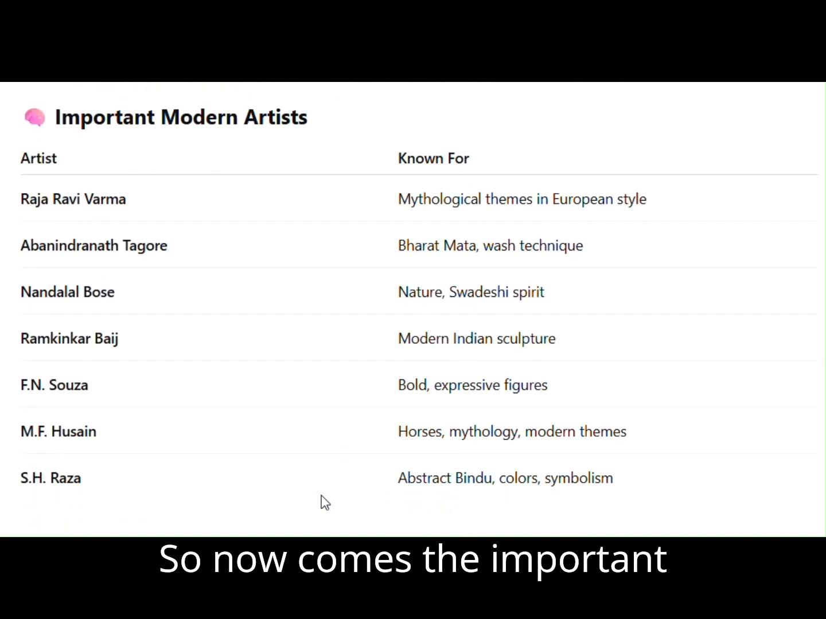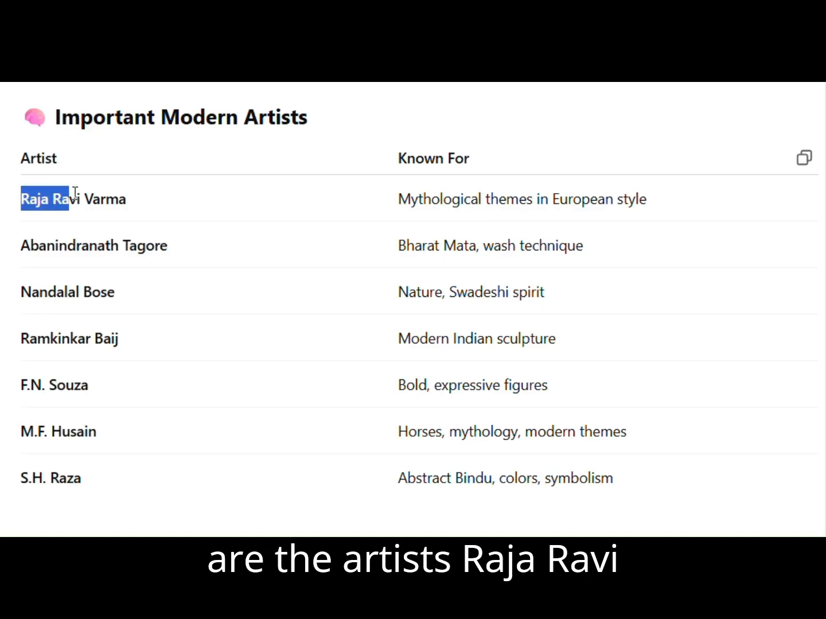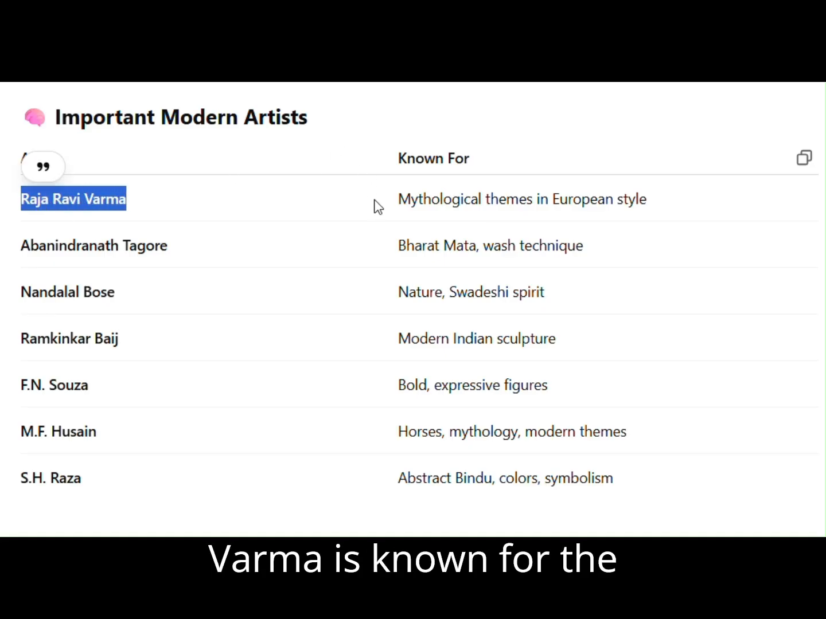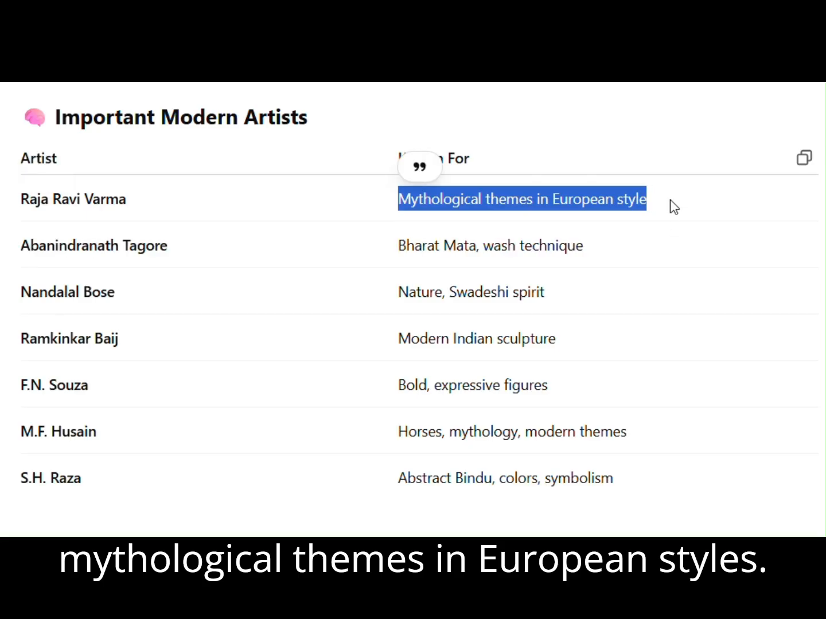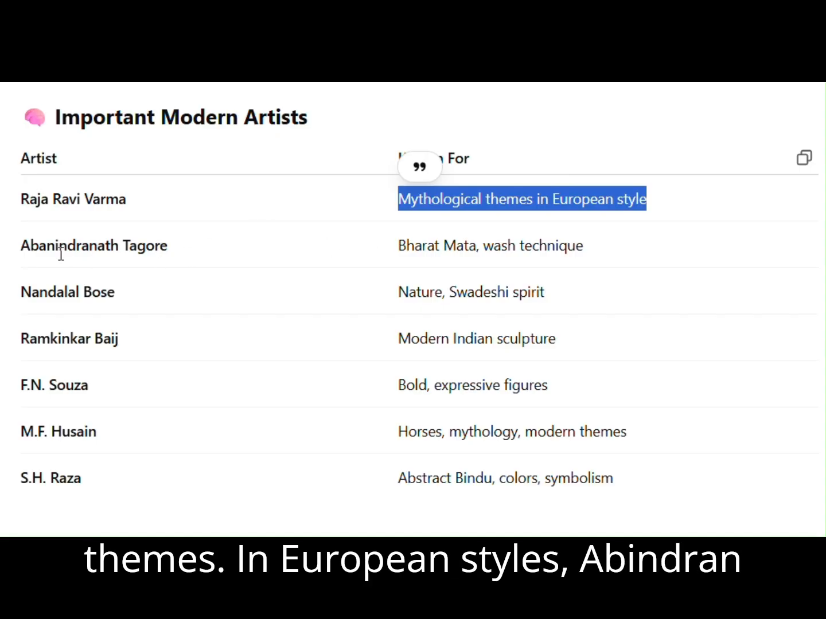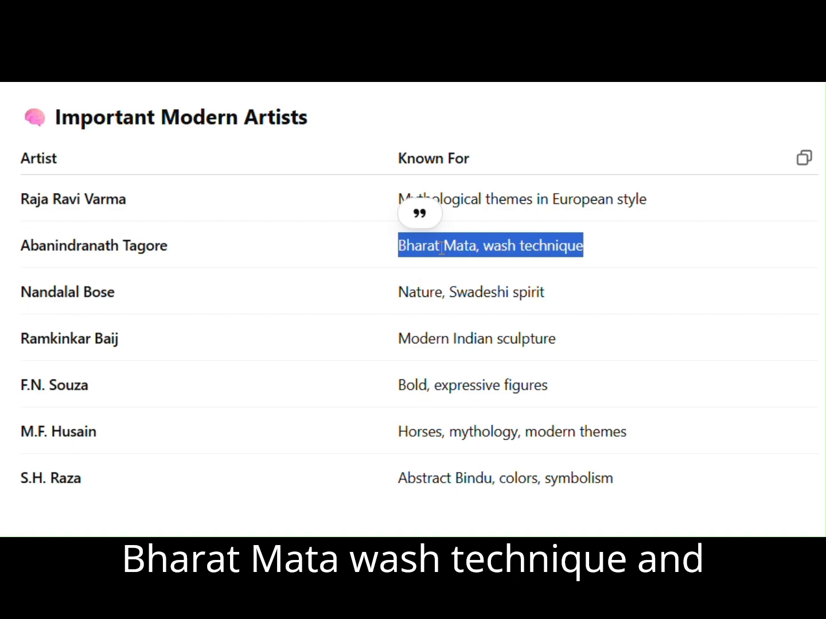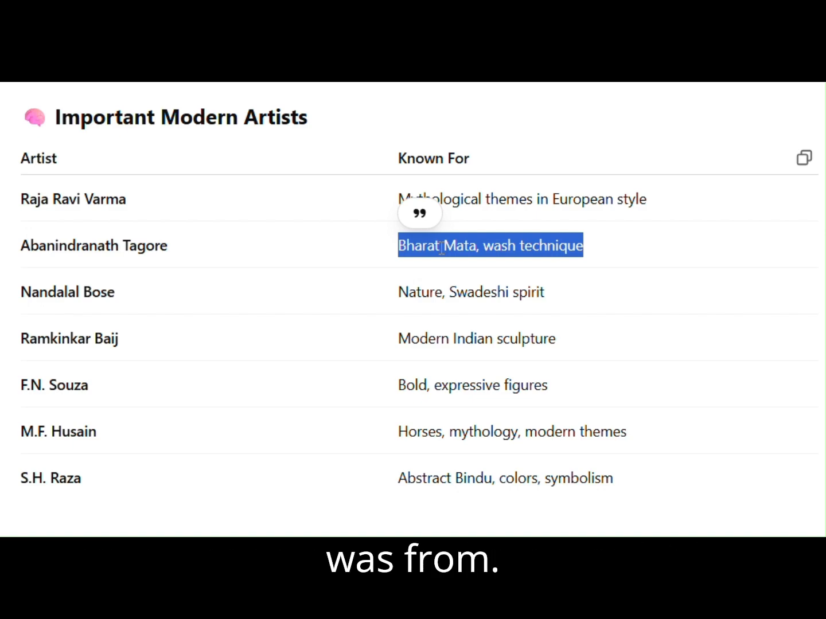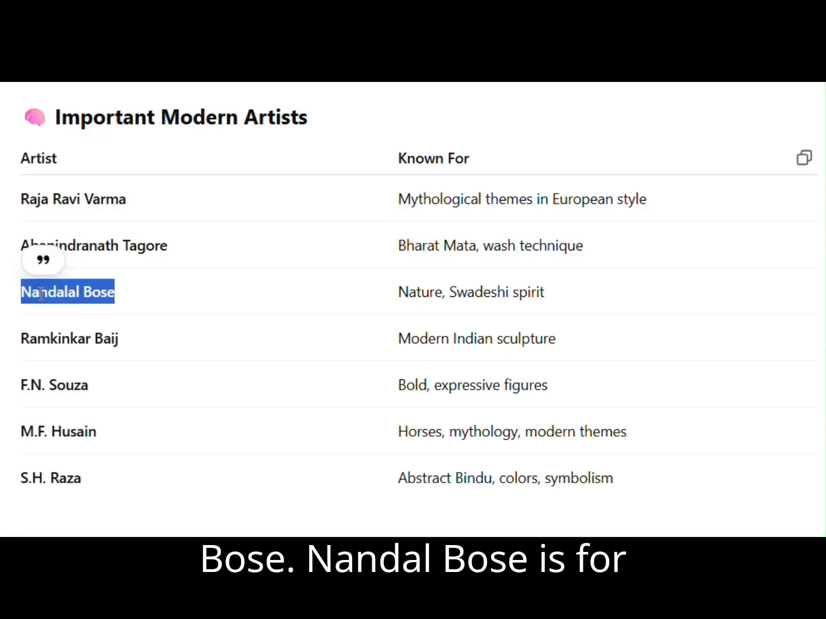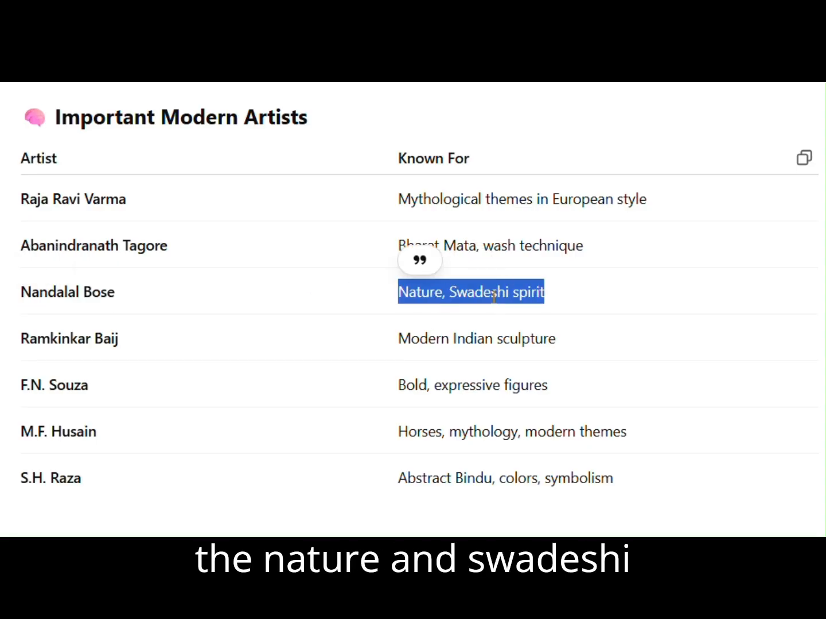So now come the important modern artists. Raja Ravi Varma is known for mythological themes in European styles, not in Indian styles. Abanindranath Tagore is known for Bharat Mata and the wash technique, which was from Japan. Next, Nandalal Bose is known for nature and the Swadeshi spirit.